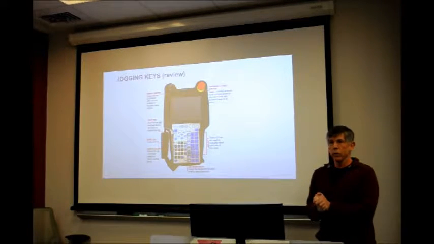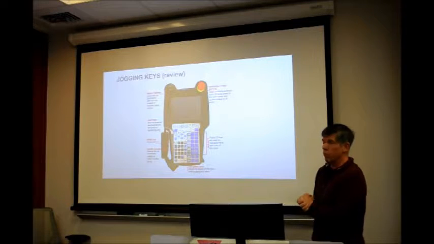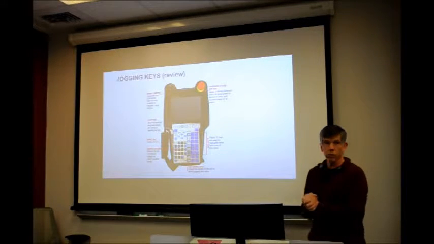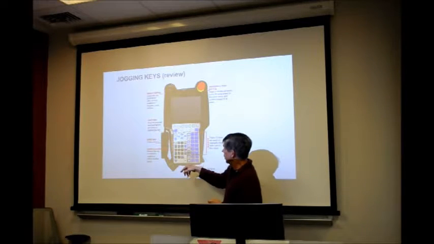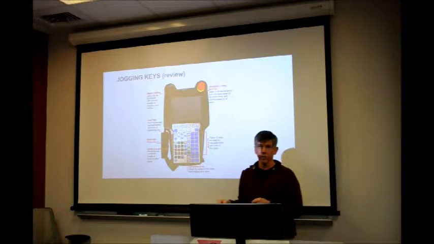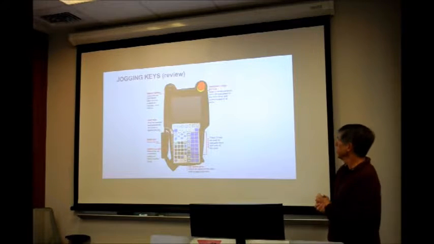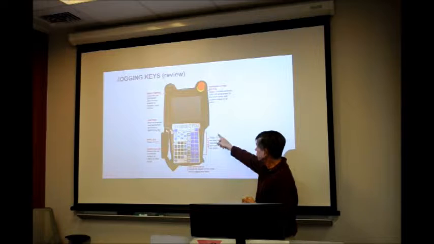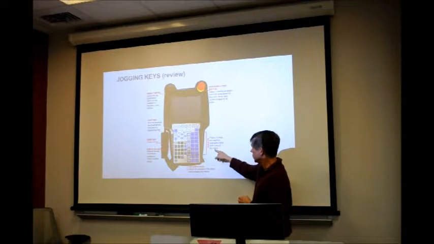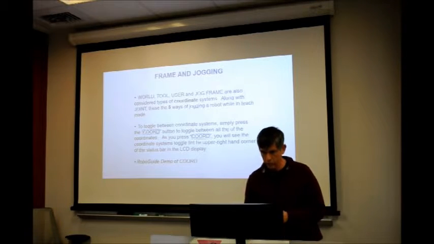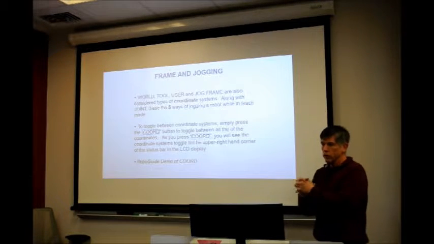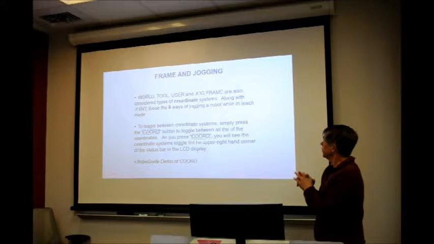So if I was just going to be doing some jogging, here were the keys that are important. And of course, the on and off switch, emergency on and off. The shift key and reset to jog, and then here's my coordinate button. Okay, pretty important button. And then here's my 12 keys used to jog, manually move each axis of the robot, and I can adjust the speed. So the roll, tool, and use of jog frame are also considered coordinate systems. Along with joint, these are 5 ways of jogging the robot while in teach mode.